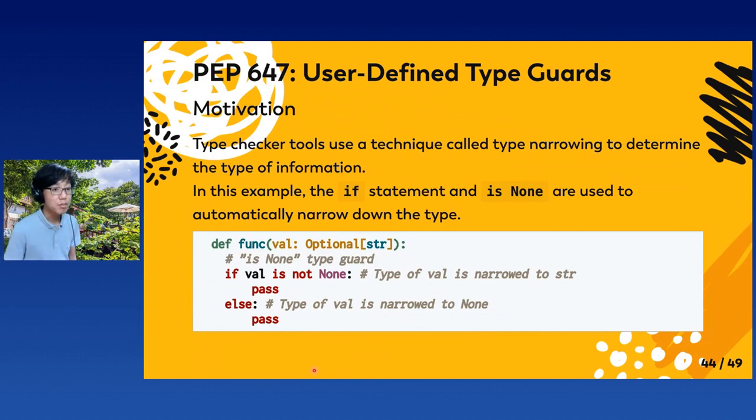And next is user-defined type guards. Motivation is here. It is similar to pattern matching. The type checker tools such as MyPy use a technique called type narrowing to determine the type information. This is an example. The if statement and is None are used to automatically narrow down the type. Yes, is None is a type guard.